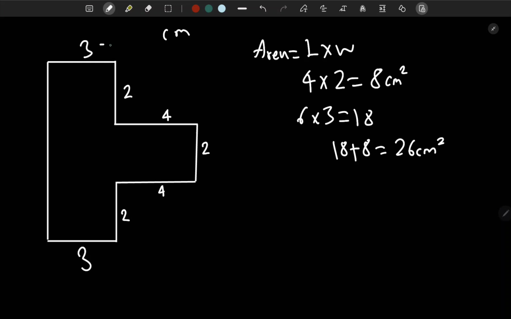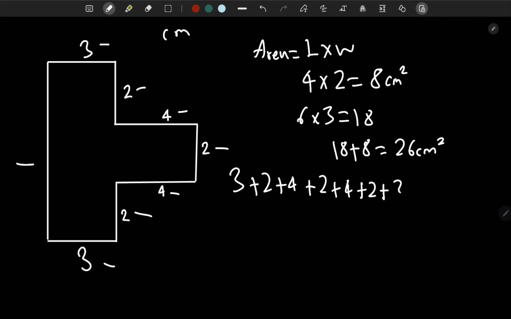So here it is going to be 3 plus 2 plus 4 plus 2 plus 4 plus 2 plus 3 plus this side, which we just found, which was 8. So it's 3 plus 2 plus 4 plus 2 plus 4 plus 2 plus 3 plus 8, and this is 5, 9, 11, 15, 17, 20, 28. The unit for perimeter is always centimeters, or whatever unit you have, it stays the same. For area, it's always squared. Whatever unit you have, squared.